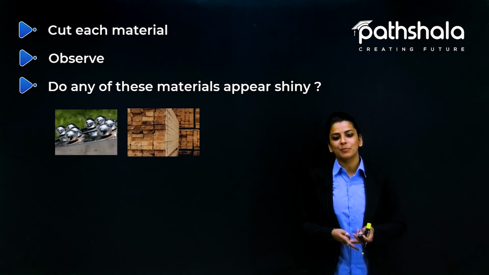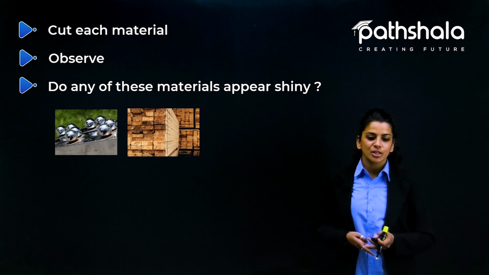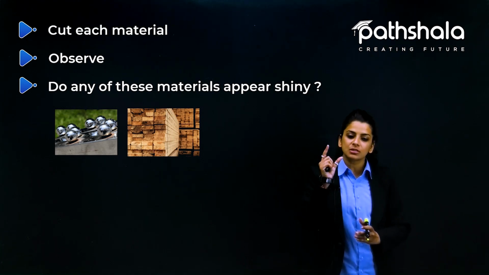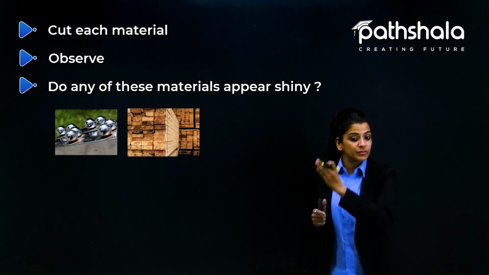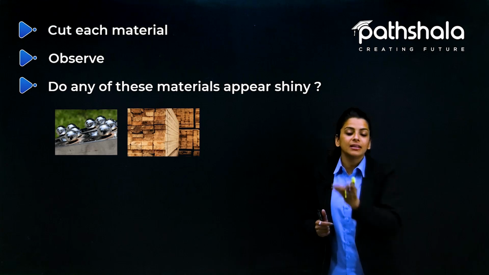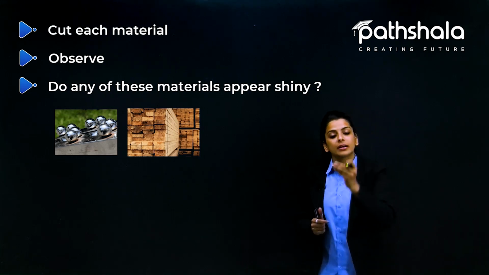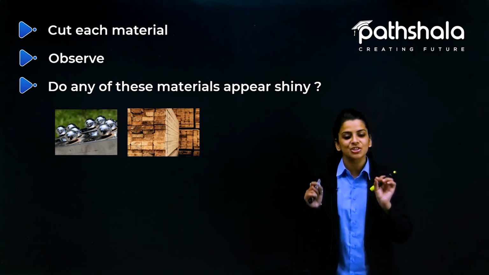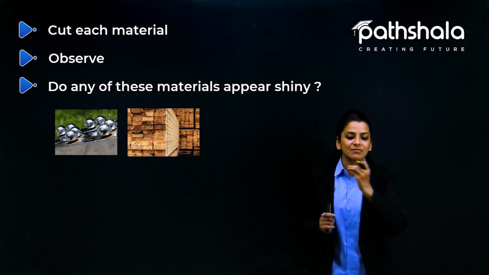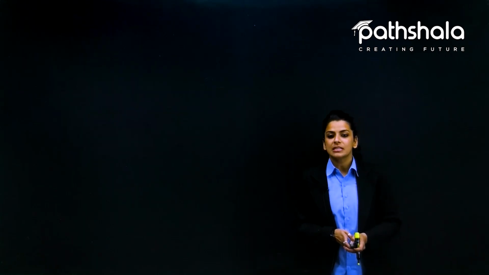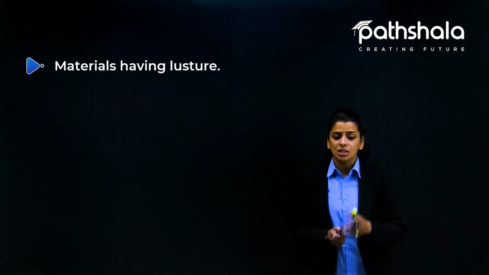So let's take an example of iron and wood again. If you are cutting iron into two pieces, what will you see? The inner portion of the iron appears shiny. वो shiny दिखता है, चमकता है. And in case of wood, if you are cutting wood into two half pieces, the wood will never appear shiny because उसमें shine वाला factor या property wood में present नहीं होती. So such types of materials have luster.